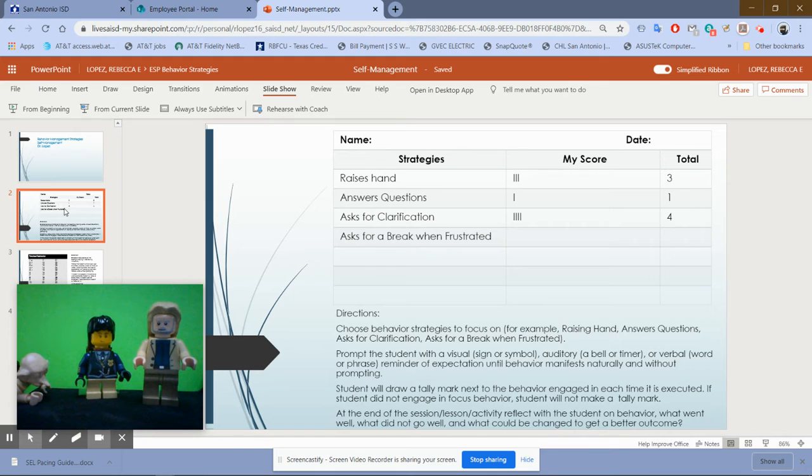Here is the first task that you can do with your child. It is a chart that they regulate their own behavior. So basically, you choose some strategies that you want them to focus on. Here's some examples here, like raising your hand and answering questions. And then every time they engage in that behavior, your child will score or tally on the second column as far as the amount of times that they did engage in that behavior.